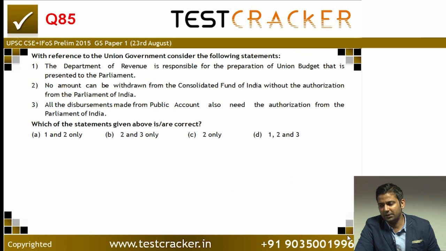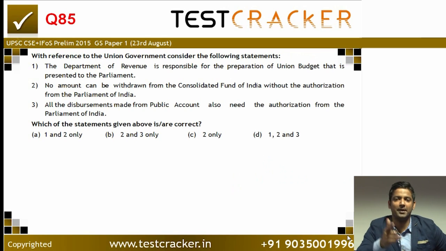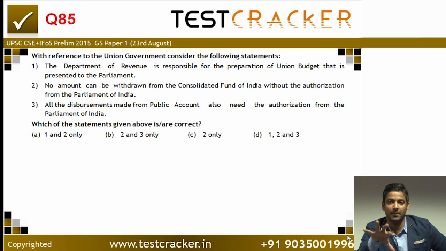85 has to do with polity, and if you look at it again, because it talks about statement 1, 2 and 3, an easy question to answer. You can select or reject. First one says Department of Revenue is responsible for preparation of union budget. And which department is responsible? Department of Economic Affairs.